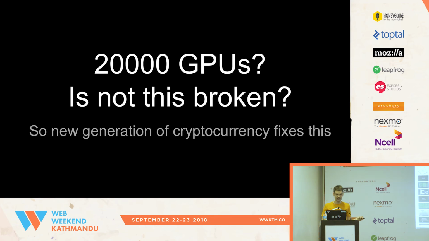And of course ASICs are not something you can do with JavaScript, because it's hardware, not software. So the mining of Bitcoin on the web is definitely broken.